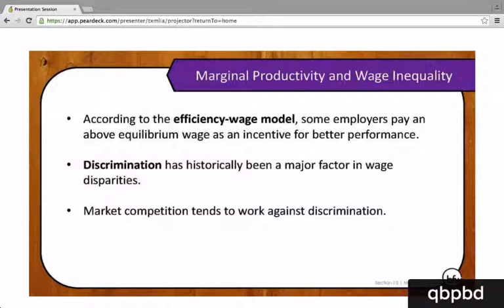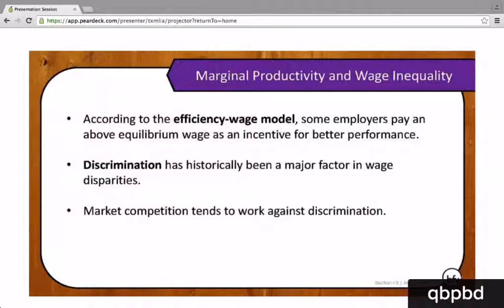Now, another thing that can explain differences in wages that's outside the marginal productivity theory is the efficiency wage model. An efficiency wage is when an employer pays a wage above the competitive level as an incentive for workers to be more productive and to reduce employee turnover. Now, why might they do this? Well, in many jobs, employers can't keep an eye on their workers every single minute. Okay? So it would be easy for a worker to slack off or for a worker to do a poor job because the boss isn't always watching them.